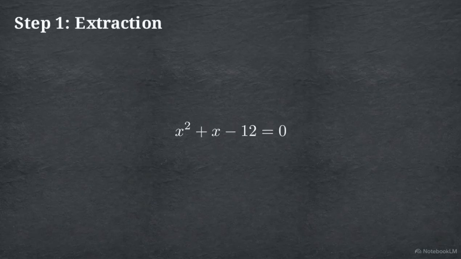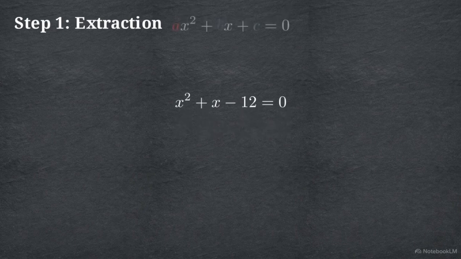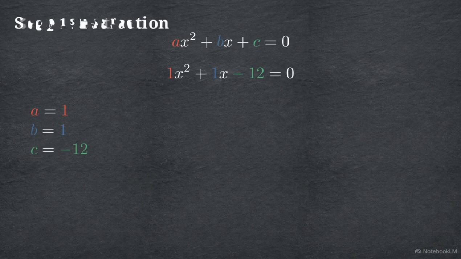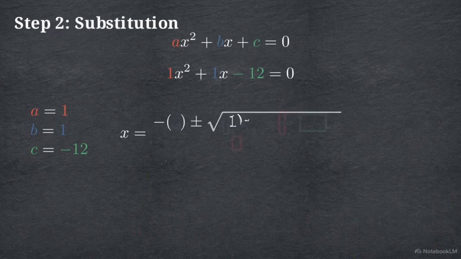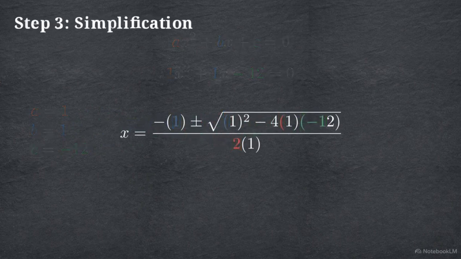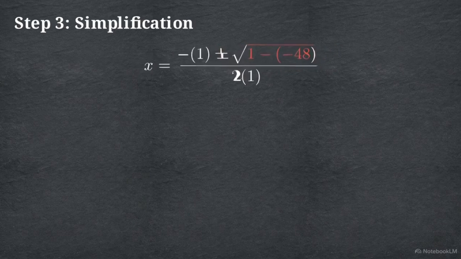Let's look at our first equation. x squared plus x minus 12 equals 0. By lining it up directly beneath our standard form, we can identify our variables. Our a is 1, our b is 1, and our c is negative 12. Step 2 is substitution. We take those exact values and plug them directly into their matching slots in the formula template. Step 3 is simplify.